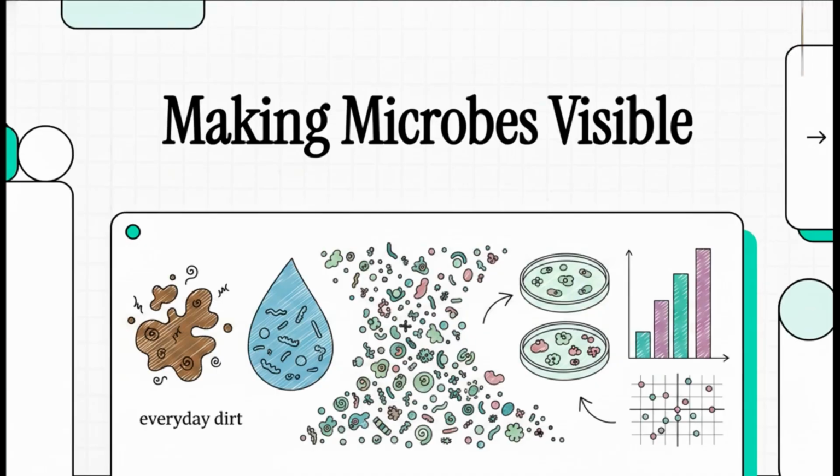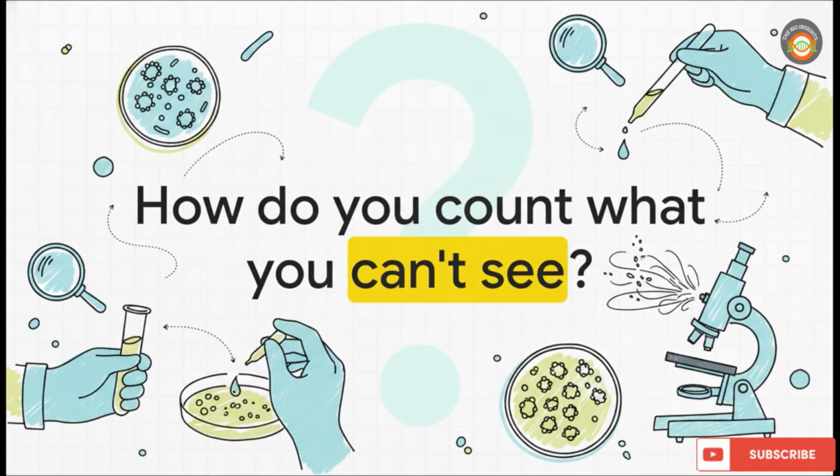Today we are tackling a truly fascinating challenge. Imagine just looking at a scoop of everyday dirt or maybe a drop of water. To the naked eye, it's just dirt or water. But we know for a fact that there's an entire chaotic, invisible microbial world thriving right there. So the big question for scientists is this: how do we actually turn that invisible chaos into structured, countable data? Literally, how do you count what you can't see?